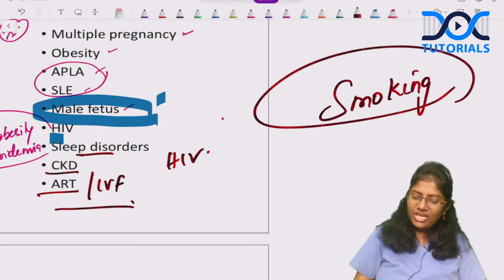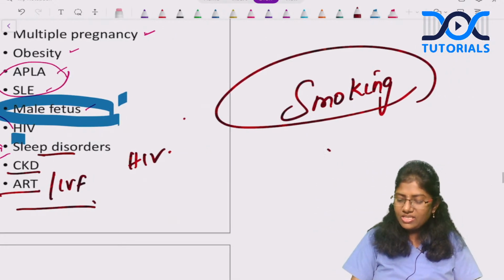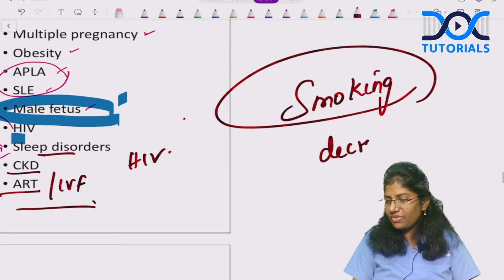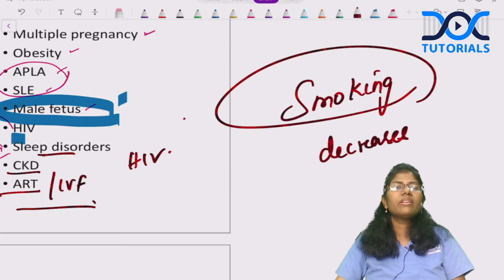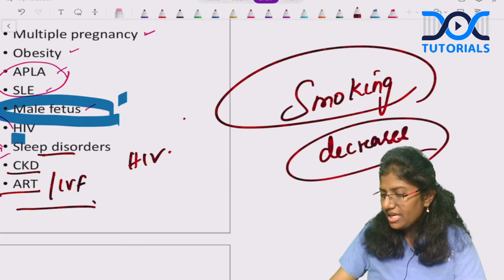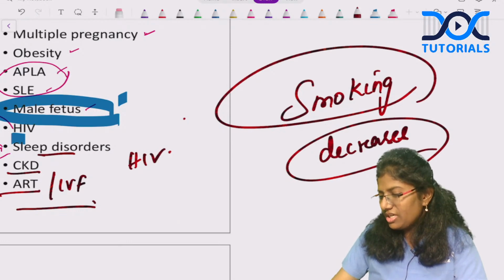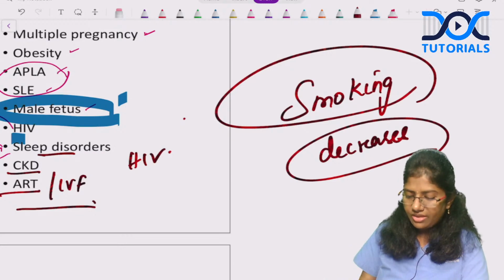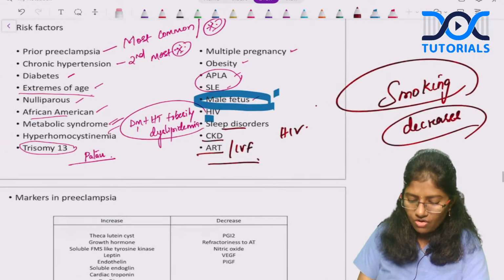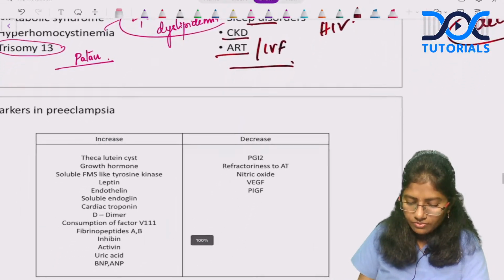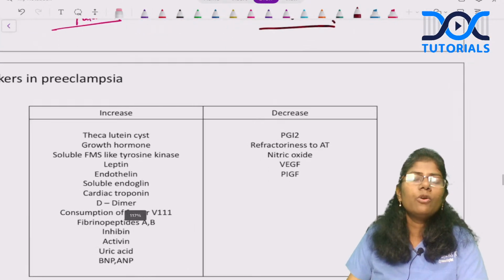Smoking decreases the risk of preeclampsia. Smoking is protective. No, smoking is actually protective. It decreases the risk of preeclampsia.